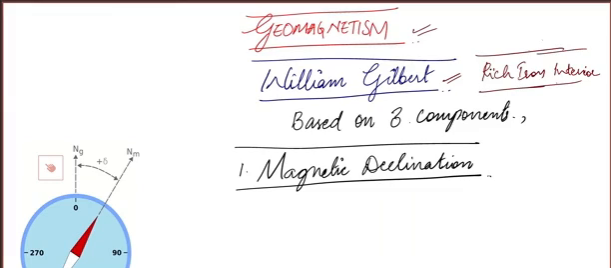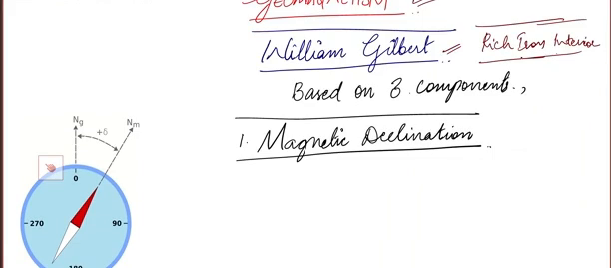So due to this, there is a magnetic property, or magnetism, that takes place. He postulated, or he said, based on three components. He explained using these three components. The first is the magnetic declination.